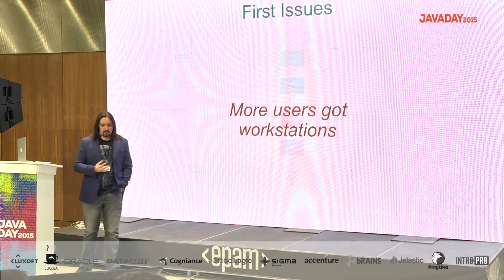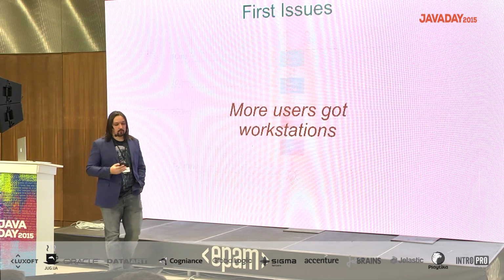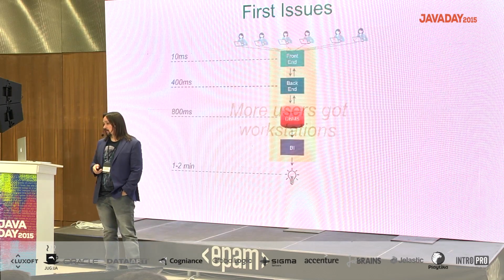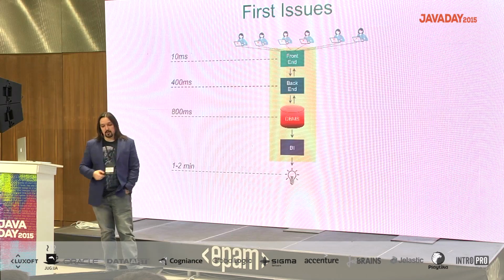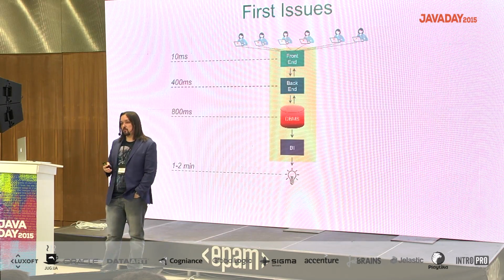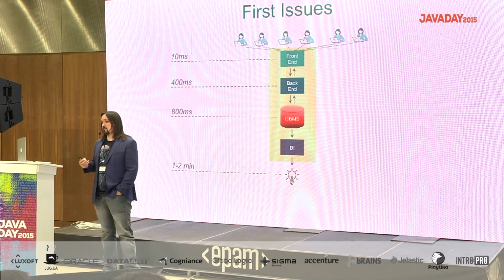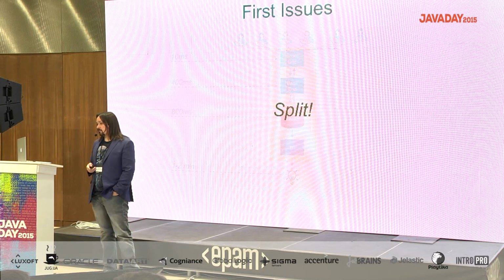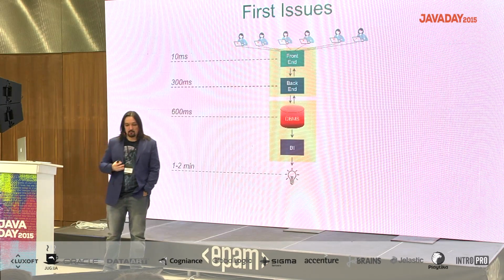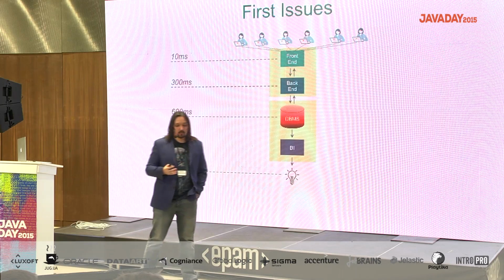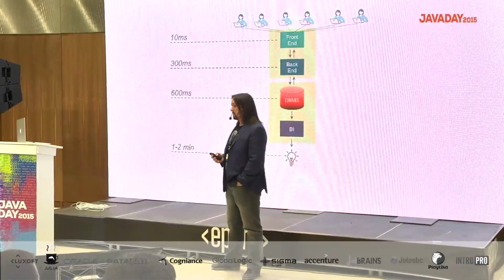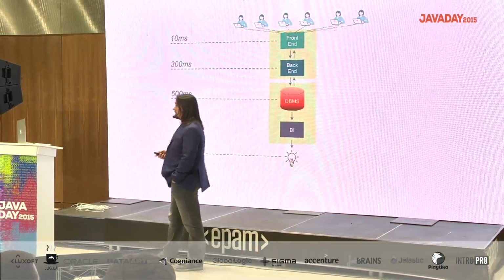Then the situation changed. More and more users got their workstations, and the workload on the system increased. We got more users, and the latencies became a bit worse, but it wasn't a big problem, because for a user, waiting less than a second for some action is not an issue. But we decided to split it, and after this, the front end and services usually run on separate hardware from the database management system, or at least on a separate virtual machine running on the same hardware.